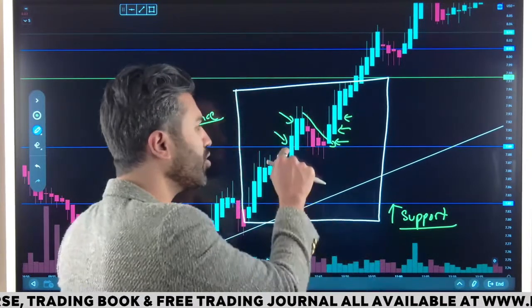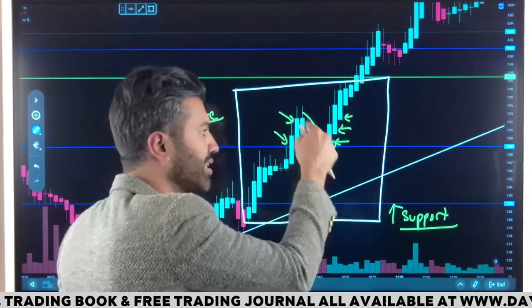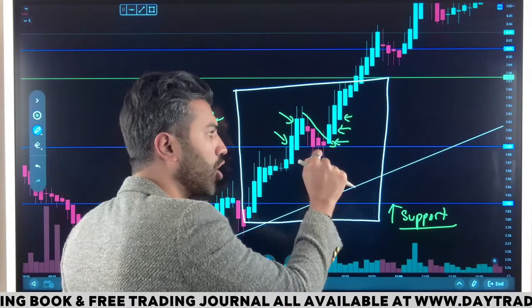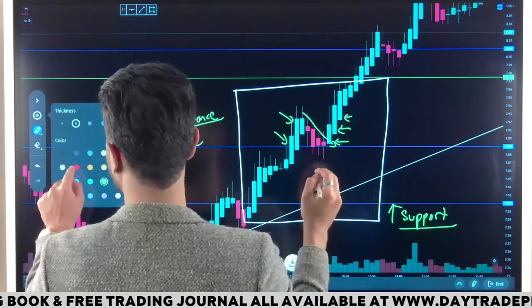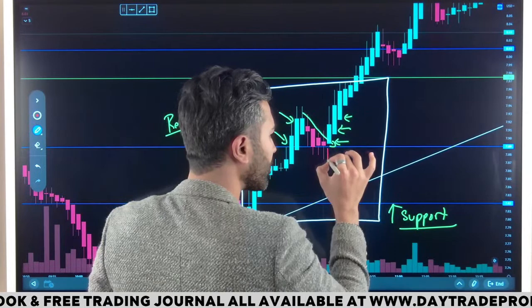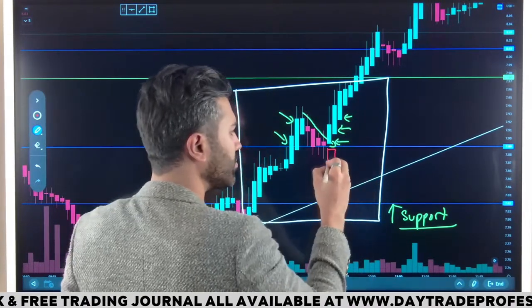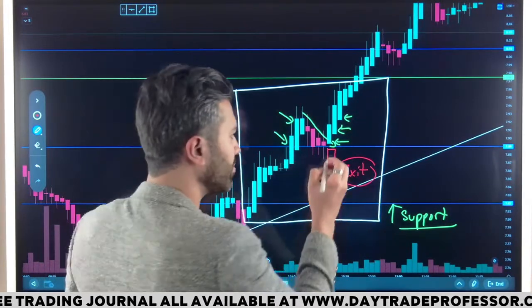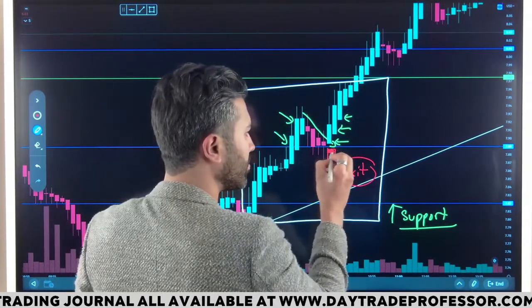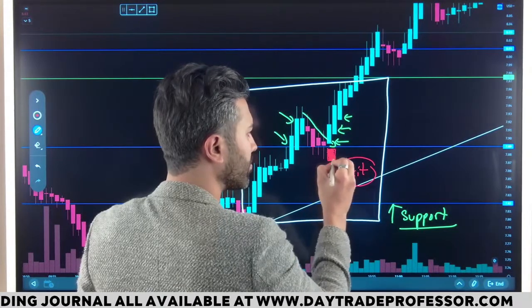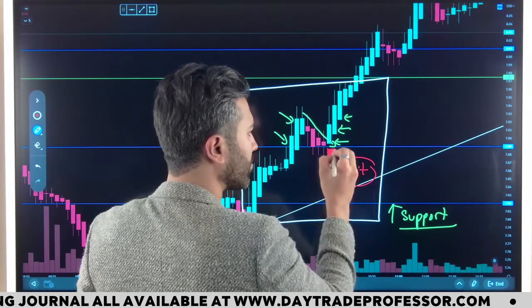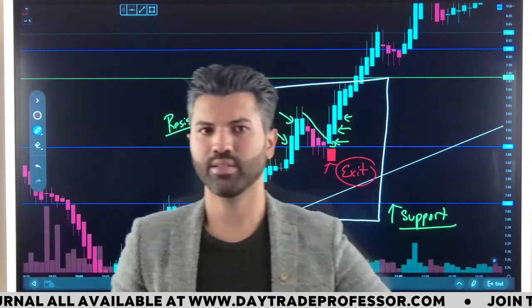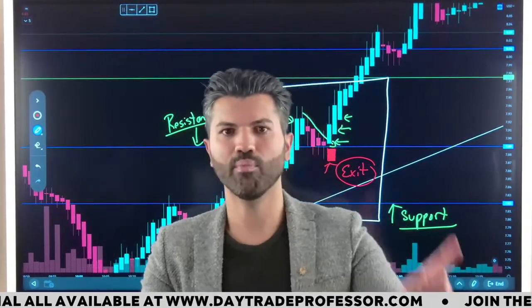Also, what if you did get into here and you see the pullback? Your stop loss is if any of these candles close below, it would look like this. If it looks like that, you have to exit. That's how you do it. Boom.